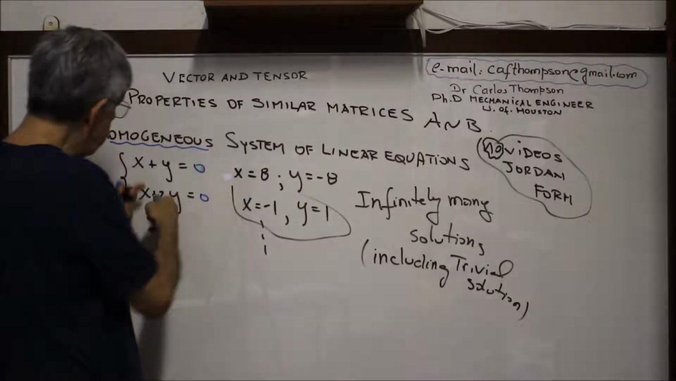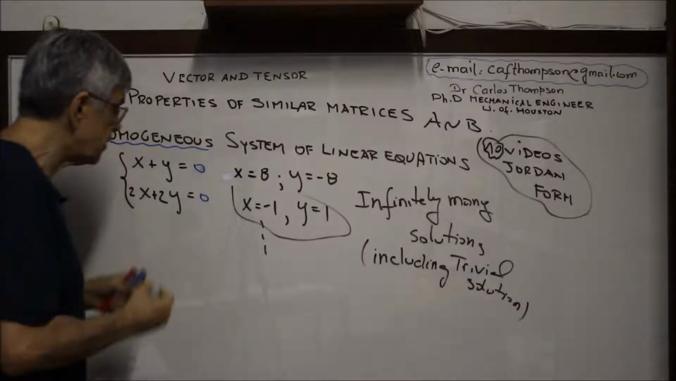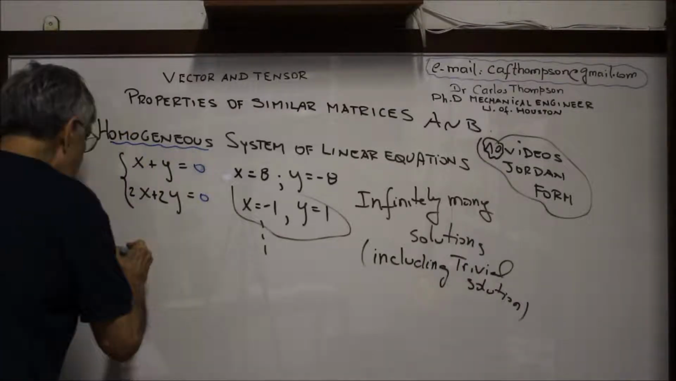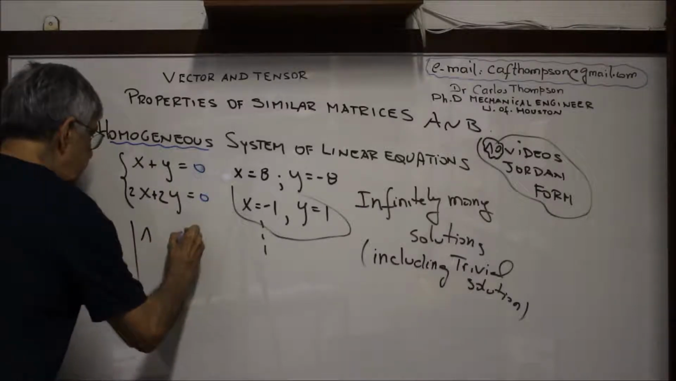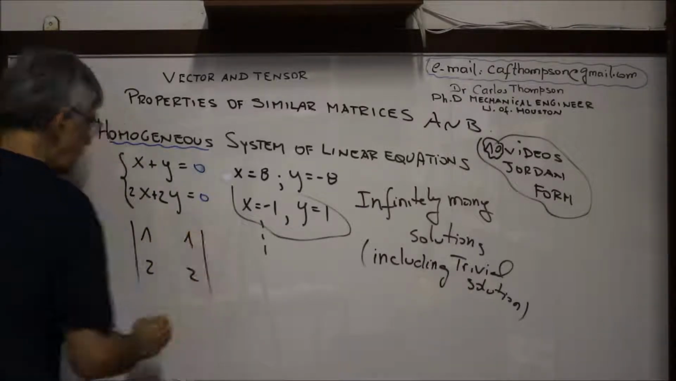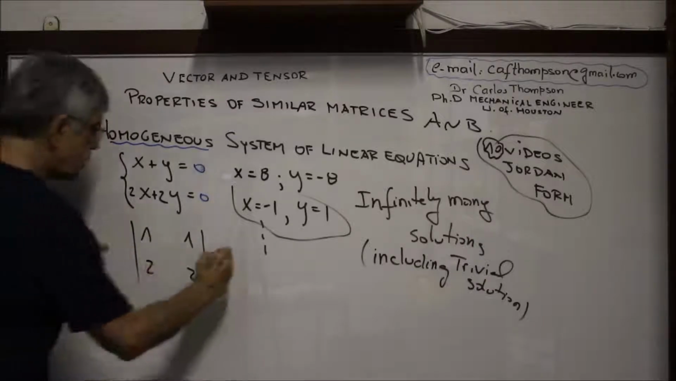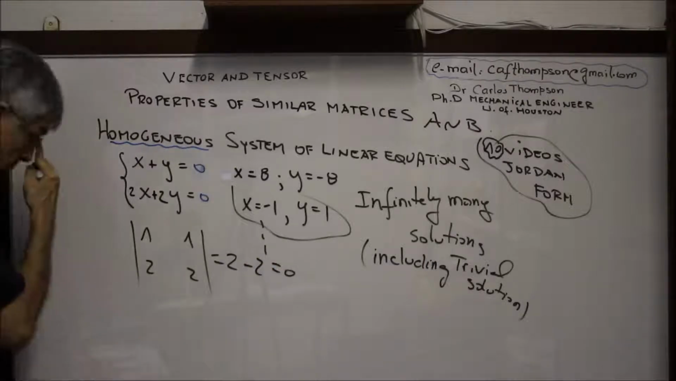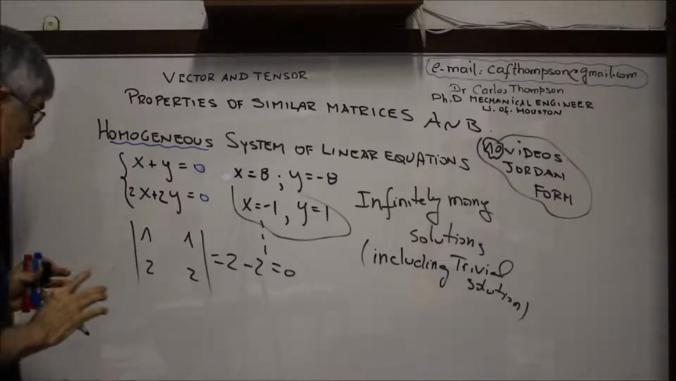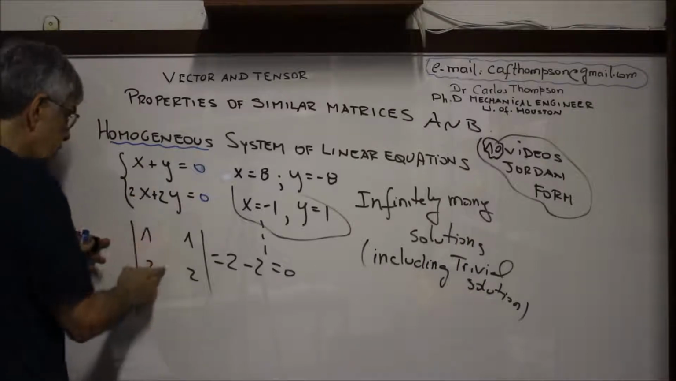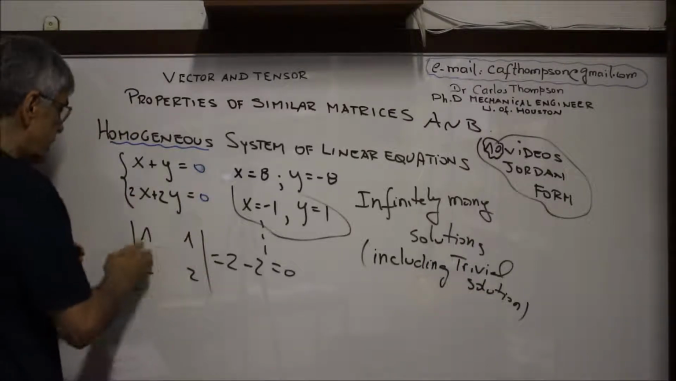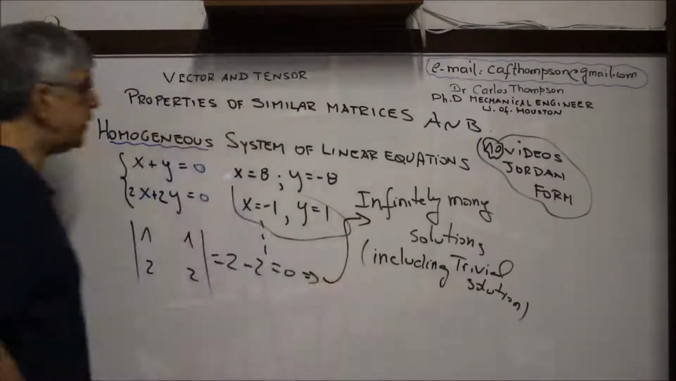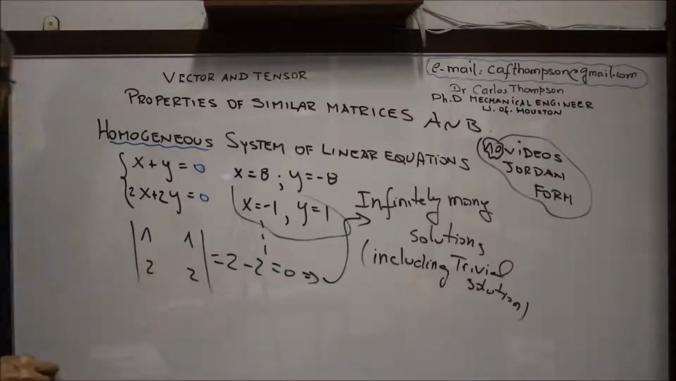Okay, because 0 plus 0 is 0, 2 times 0 plus 2 times 0 is 0. Now, there is a test here. Let's calculate the determinant of the coefficient. Let's see, 1 times 2 minus 1 times 2 is 0. Now, for a homogeneous system, when the determinant of the coefficient is 0, this implies infinitely many solutions. That's the test.